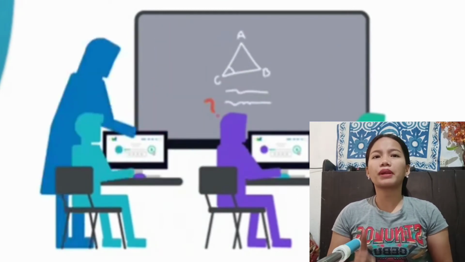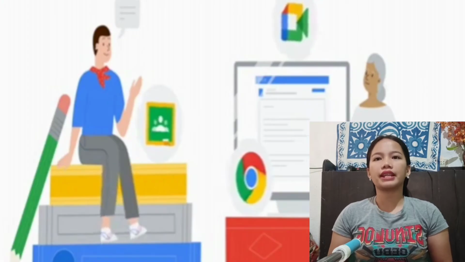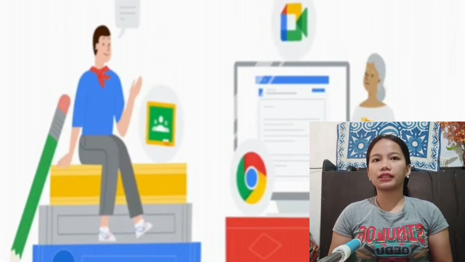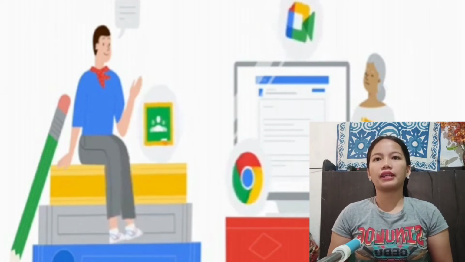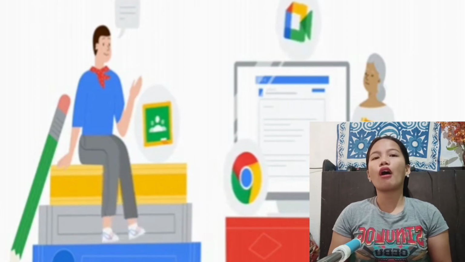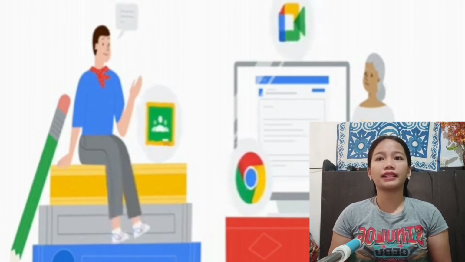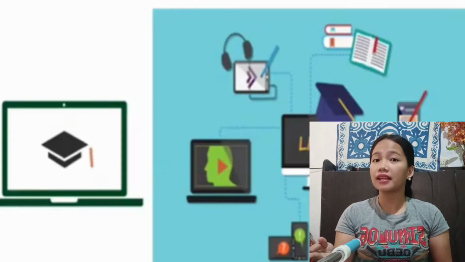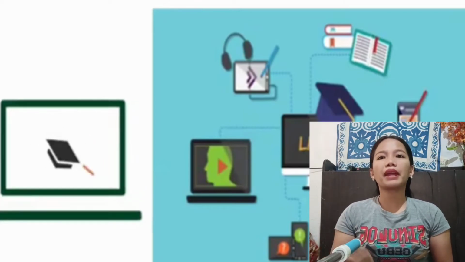However, one possible concern to this online learning is that we cannot guarantee its effectiveness for teachers and students online, because they are easily distracted and unable to focus due to some situations like unstable internet connection, power interruptions, learning space, noise, body pains, and the like.